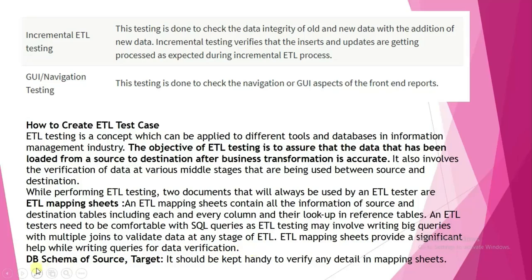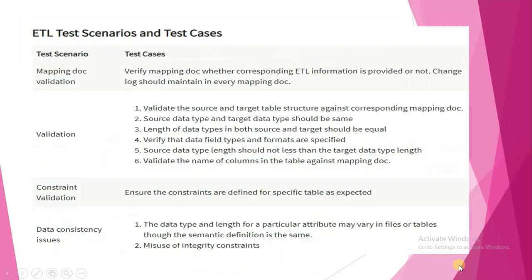So then the second one is the DB schema of source and target. It should be kept handy to verify any detail in mapping sheets. So, ETL test scenarios and test cases. Test scenarios and test cases here. Mapping doc validation: verifying the mapping doc whether corresponding ETL information is provided or not. A change log should be maintained in every mapping doc.